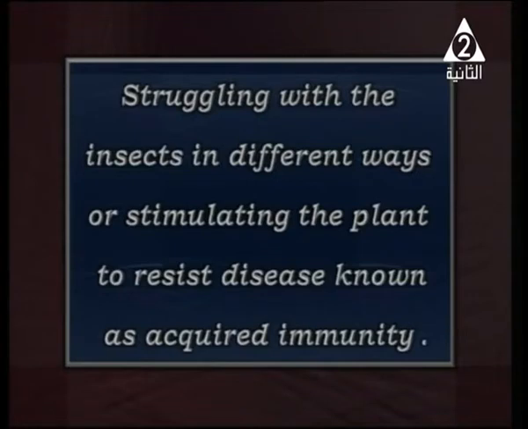And this type of immunity is called acquired immunity. I mean, we need to force the plant to secrete something to defend against the pathogen that may destroy the plant, and so on.